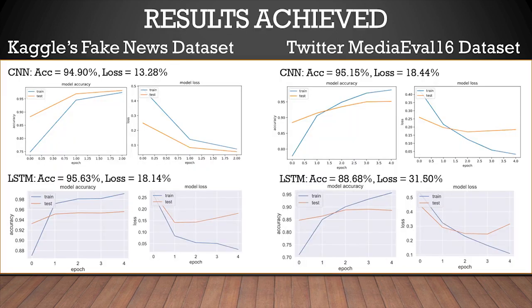So here we come to the results achieved by using different models like CNN and LSTM. We first use the Kaggle fake news data set, where we are getting a CNN accuracy of 94.90 and a loss percentage of 13.28. And for the LSTM model, we are getting a model accuracy of 95.63 and a loss percentage of 18.14. After that, for the Twitter Medieval 16 data set, we are getting a CNN accuracy of 95.15 and a loss of 18.44. And for the LSTM accuracy, we are getting 88.68% and the loss is 31.50.